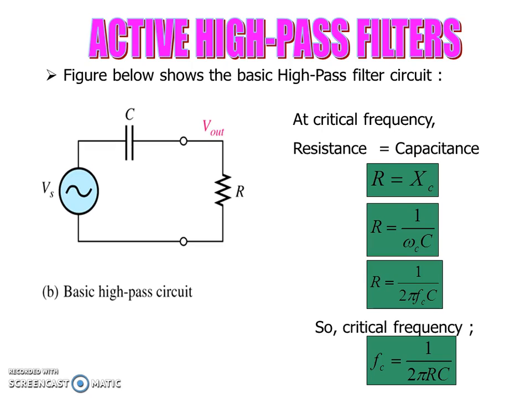Next, if you go for the design of an active high pass filter, we can see here the value of R when it is equal to Xc, where we are representing Xc as the capacitive reactance. From that we will find the value of R, and from that we will represent the critical frequency, Fc is equal to 1 by 2 pi RC. This is the basic circuit using only the passive components.